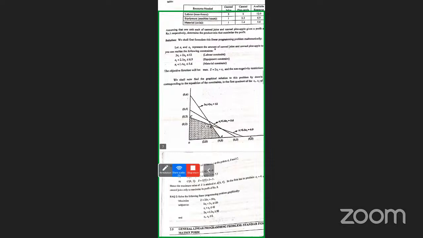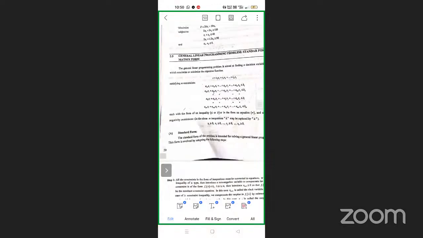So these are the graphical methods. Graphical method examples. So next, general linear programming problem. So that is standard form or matrix form.